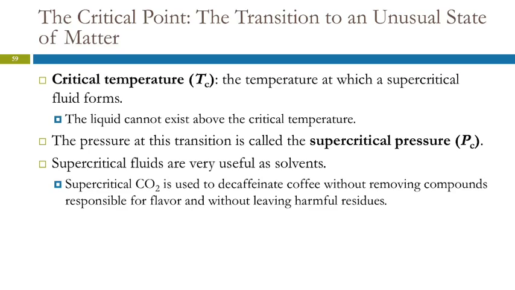So the critical temperature is the temperature above which a supercritical fluid will form. Above that temperature, a liquid cannot exist. You can't have the liquid. The pressure that occurs at that transition is called the supercritical pressure.